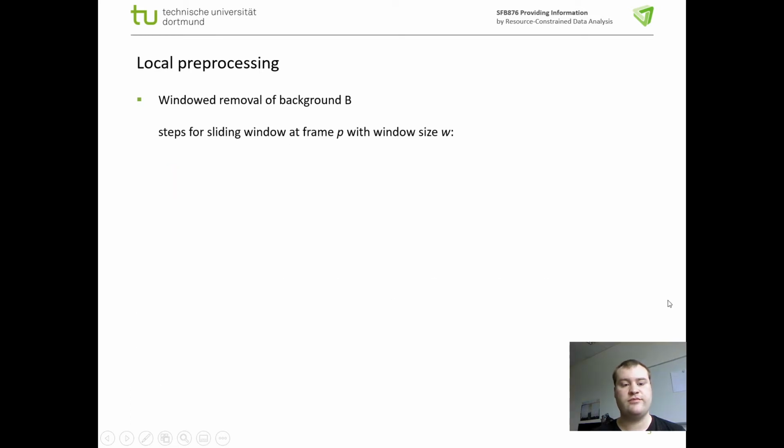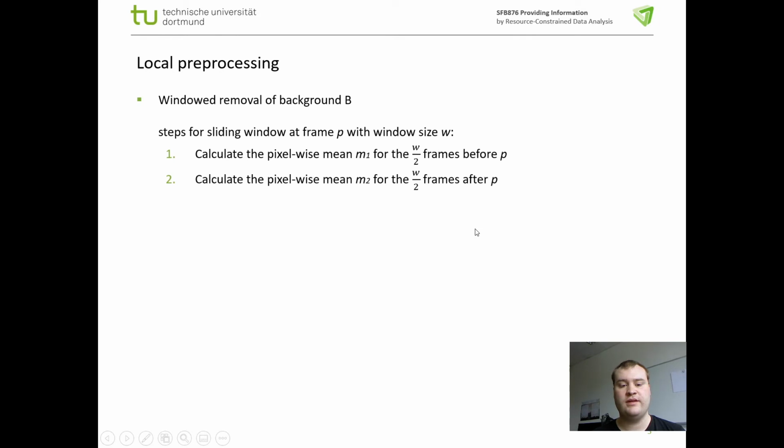The second variant of preprocessing is the local preprocessing, where we'll use a sliding window to iterate over our stream. If we imagine to currently look at frame P and have a window size W given, then we will calculate the pixel-wise mean for the W half frames before P and the W half frames after P. The result will be that we gain two aggregated images, one for the future pixels and one for the past pixels. After that, we can divide the future pixels by the past pixels for each place in the image.